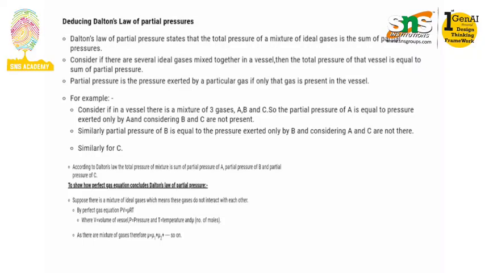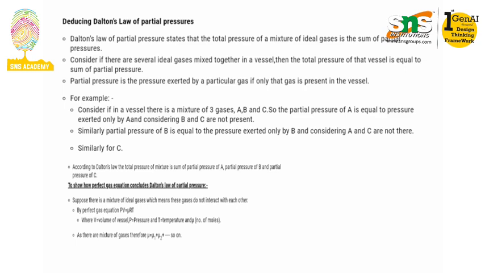So in this video we're going to discuss Dalton's law of partial pressure. Dalton's law of partial pressure states that the total pressure of a mixture of ideal gases is the sum of the partial pressures. So consider several ideal gases mixed together in a vessel, then the total pressure of the vessel is equal to the sum of the partial pressures. Partial pressure is the pressure exerted by a particular gas if only that gas is present in the vessel.